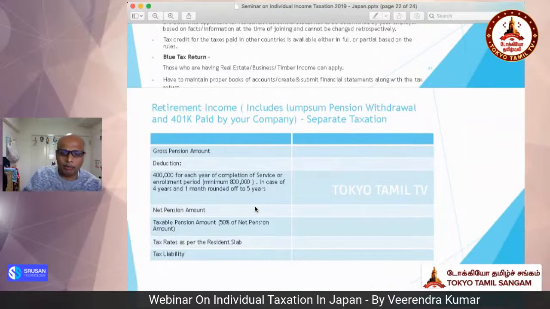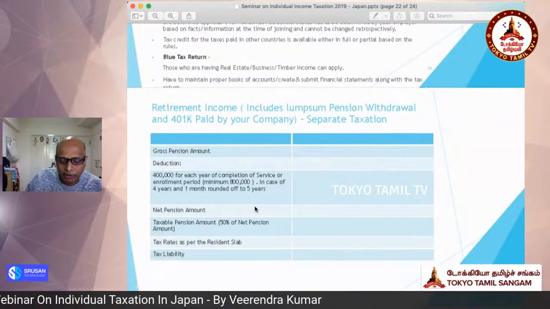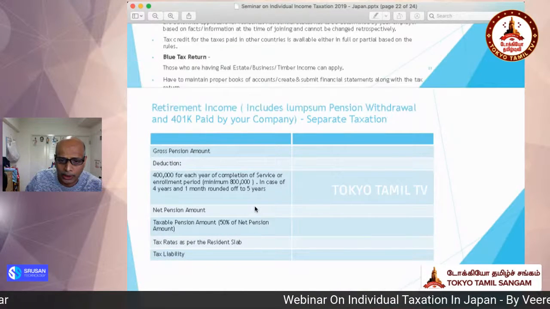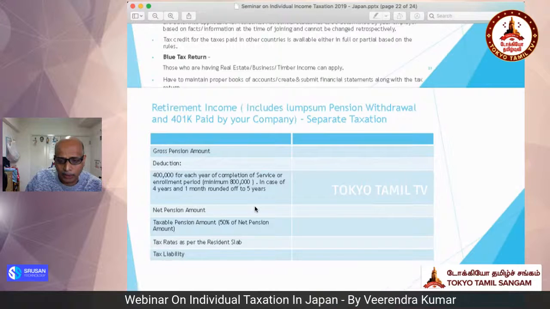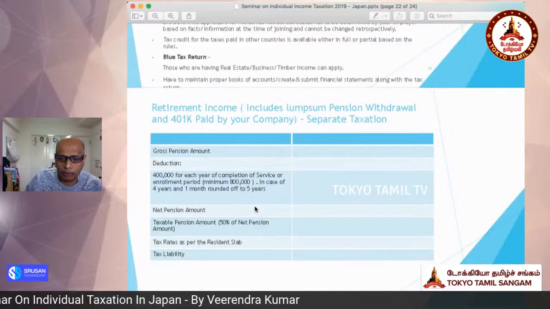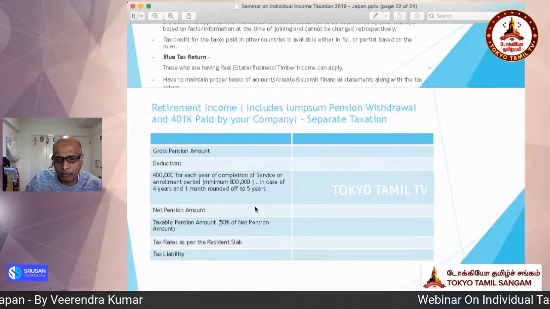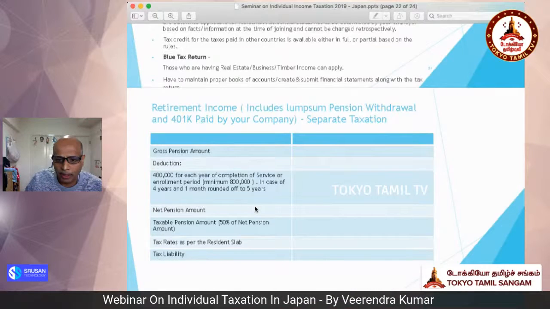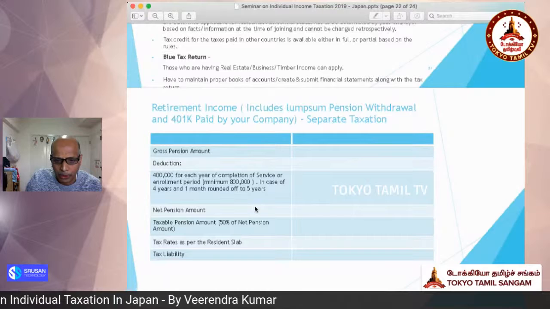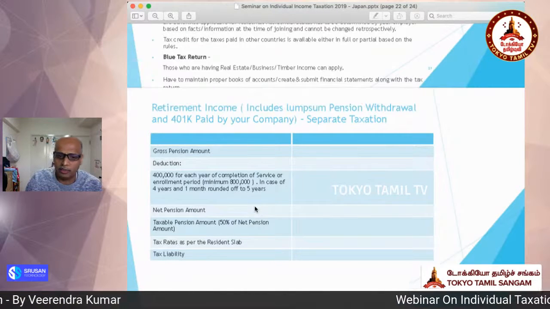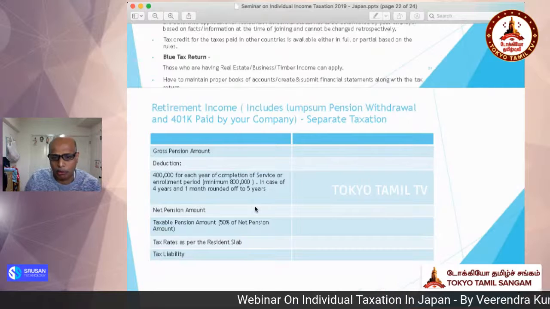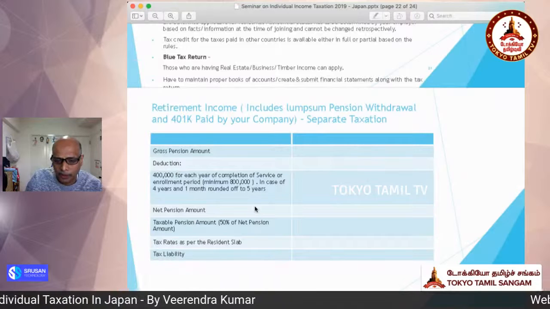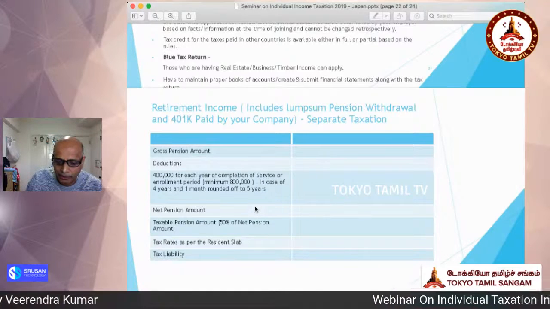And I think most of the people are part of the employee pension system in Japan. So when you leave Japan, you are eligible to claim the lump sum pension withdrawal and get a lump sum pension from the pension office based upon the rules of the pension office. This amount, whatever you have received as lump sum pension, will be considered as a retirement income. And based upon the number of years of contribution made by you, for each year of contribution, there is a 4 lakh deduction, and from the gross amount, this deduction will be reduced, and on the net pension amount, tax will be levied.